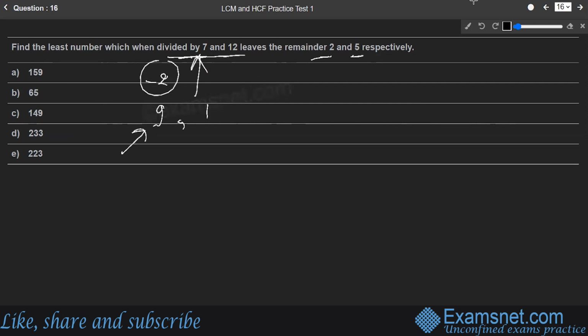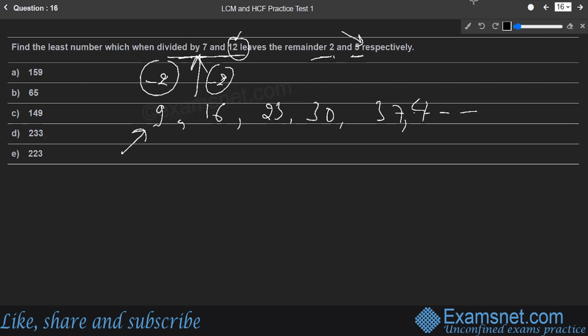Another such number can be 16, because if we divide 16 by 7, the remainder of 2 will again appear. Similarly, we can go like that: 23, 30, 37, and so on, we can find those numbers. So these are the numbers which when divided by 7, every time a remainder of 2 will appear. Now, the other condition given is that divided by 12 it leaves a remainder of 5. There should be such a number out of them which, when divided by 12, leaves the remainder 5.